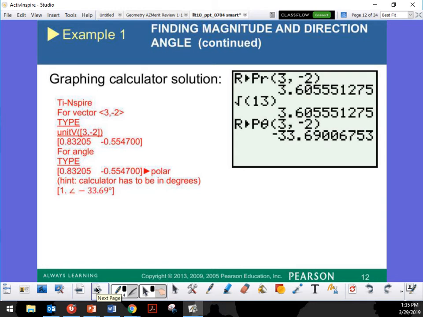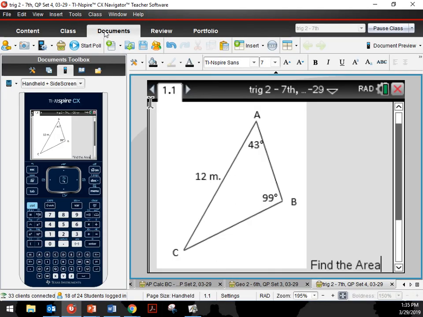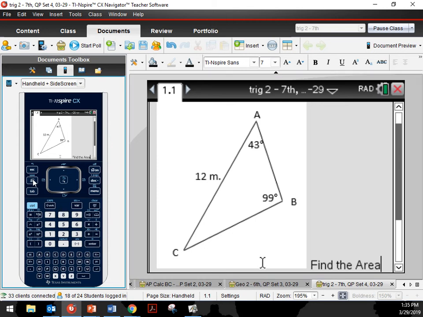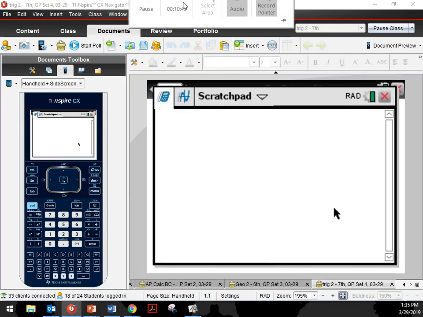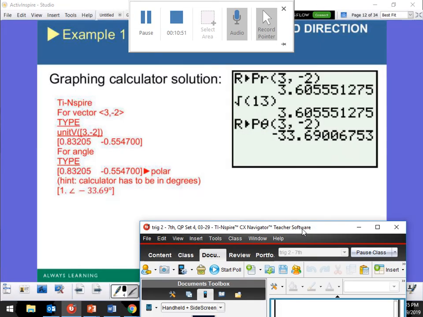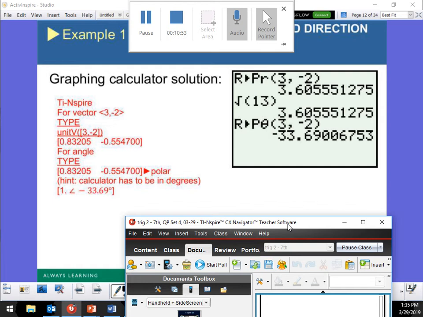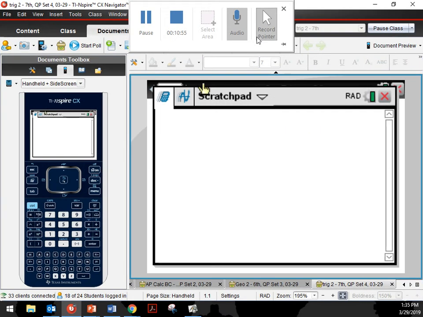There's a way of actually doing it in the calculator. On the TI-Nspire, for the vector, type unitV. Your calculator will do this for you. This way is actually pretty easy. Let me see. It says unitV, 3, -2.